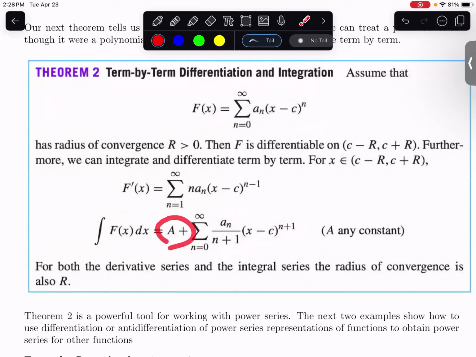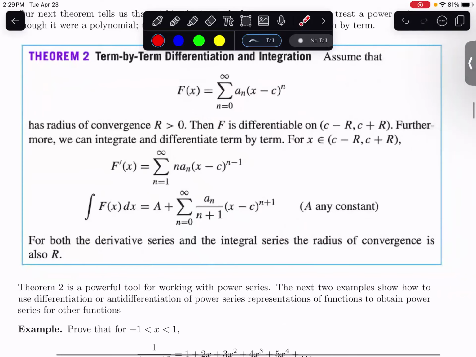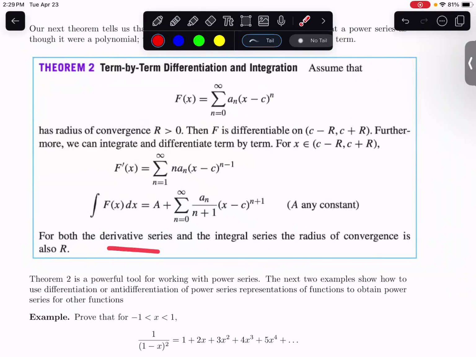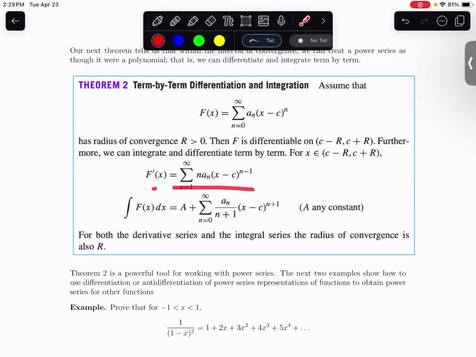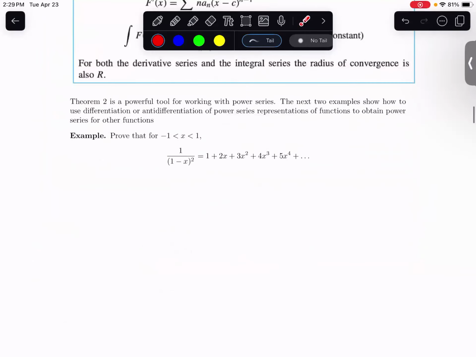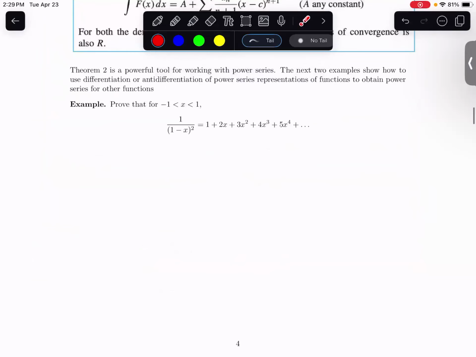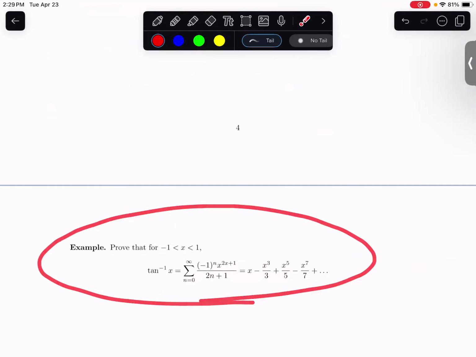So this is really the integral, and then you have the plus c, but they write it as a, I guess because it's a power series. Yeah, and so these derivative series and integral series end up converging via the same radius of convergence, which is really nice. And so we're going to use differentiation and integration to go from one power series to the other. That's what these last two examples are. In this first example, we're going to use the derivative. In the second example, we'll be looking at the integral.